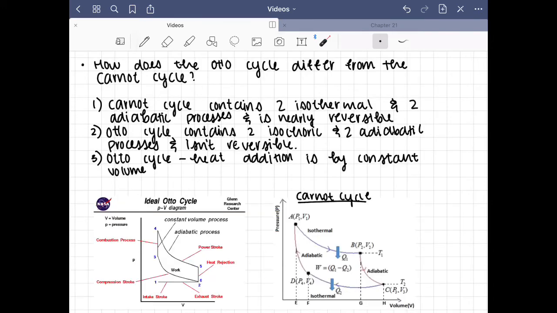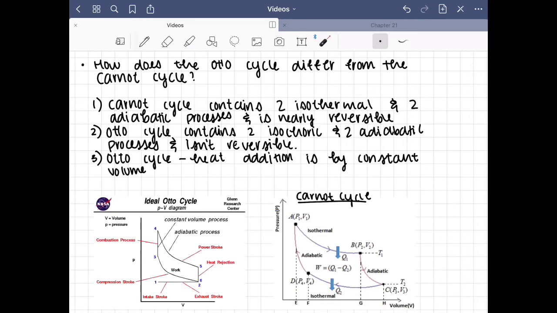And then our professor wanted us to answer how the Otto cycle differs from the Carnot cycle. And first of all, the Carnot cycle, as you can tell, has 2 isothermal processes and 2 adiabatic processes. And because of the isothermal processes, it is nearly reversible, whereas the Otto cycle has 2 isochoric and 2 adiabatic processes. Therefore, it's not reversible because of the isochoric processes.